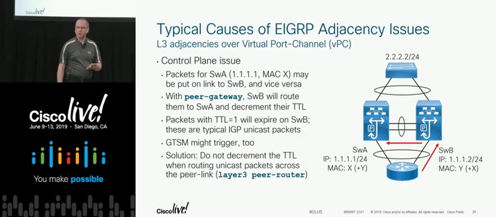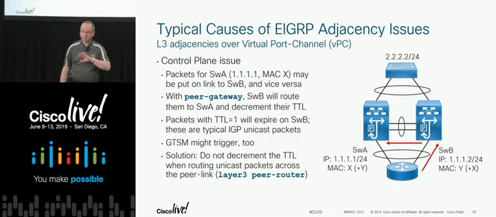We need to use an additional configuration knob, which is called the layer 3 peer router. And this knob stops decrementing the TTL of the packets that get routed across the peer link. We don't touch it.